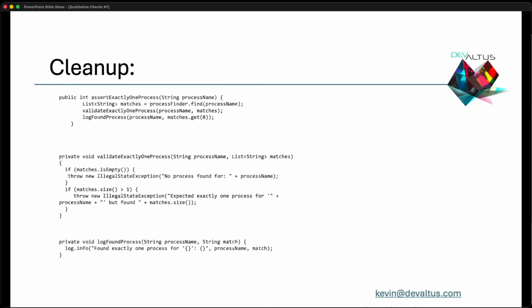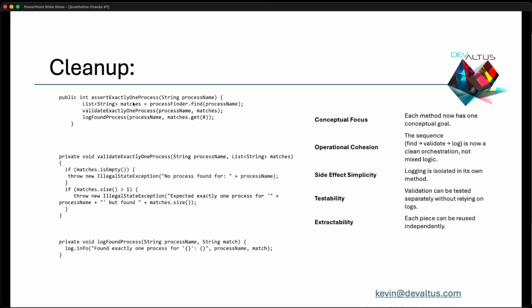So if I look at cleaning this up, right, I would basically have this assert exactly one process that is doing your orchestration. I would have validate exactly one process that is responsible for throwing exceptions in the event that something is not what I'm expecting it to. And I would log exactly one process.